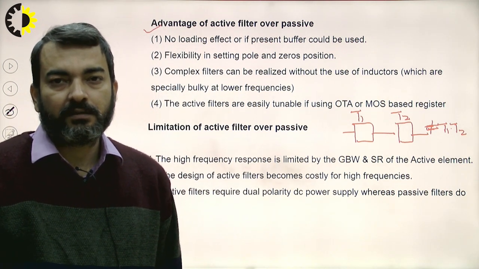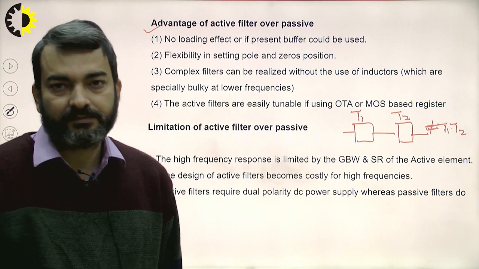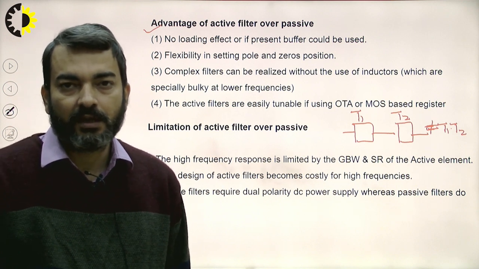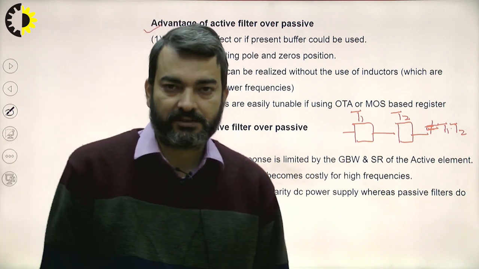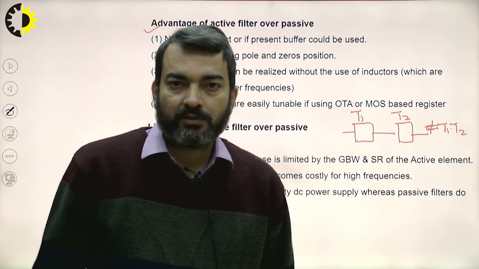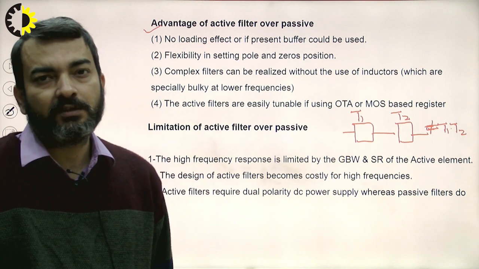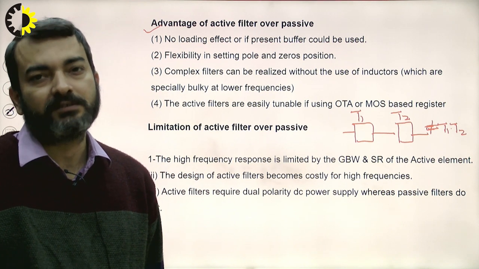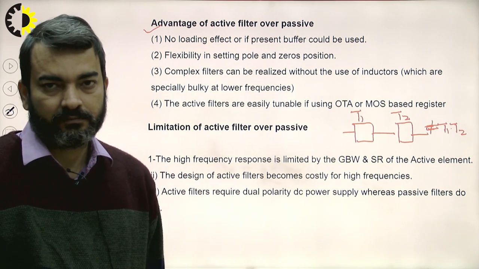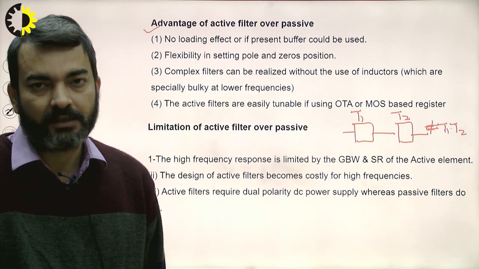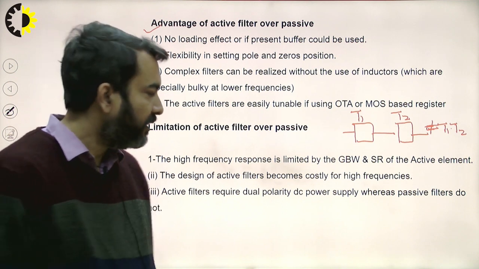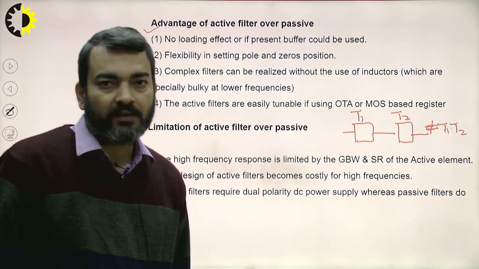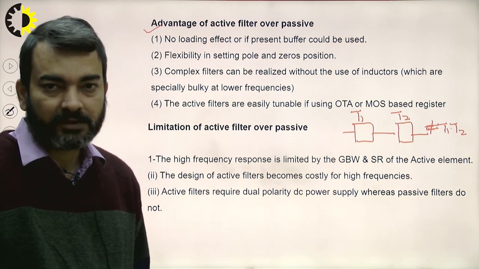Second, we need a power supply for driving the analog building blocks, for example plus VCC, minus VCC. These power supplies will not be required in case of passive filters. Passive elements do not need any power supply. We only have to give the input and we will get the output. But in case of active filters, a power supply is a must.